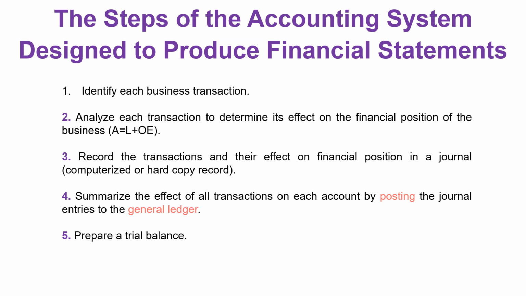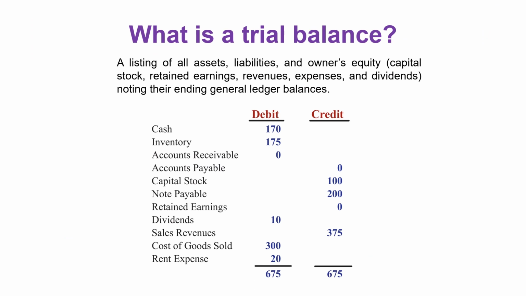The next step is a step that's exclusive to a manual system. It's called preparing a trial balance. Now, what is a trial balance? A trial balance is simply a listing of all the accounts in the general ledger. Every asset, liability, owner's equity, revenues, expenses, dividends, etc. And noting their ending balance after posting all the journal entries and then calculating an ending running balance.